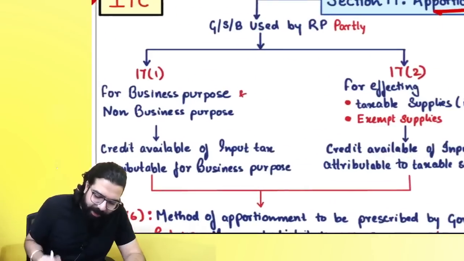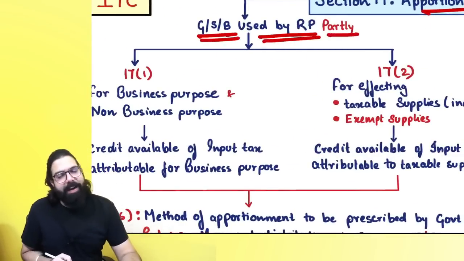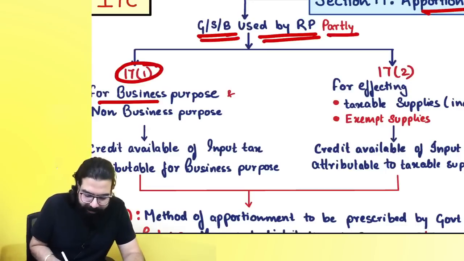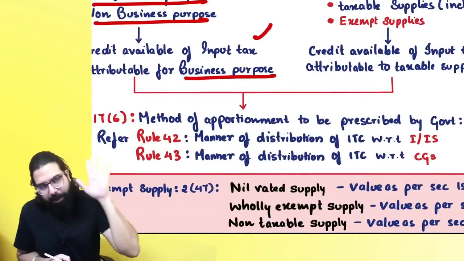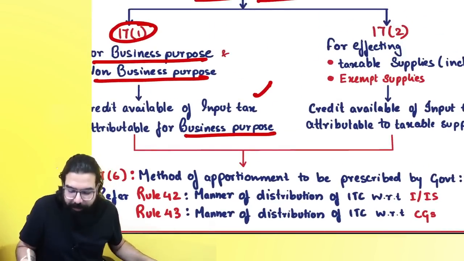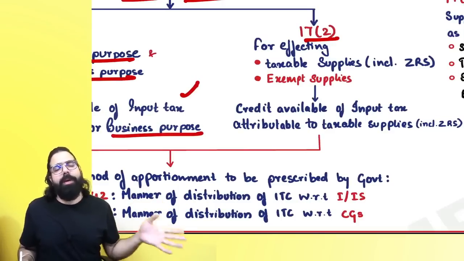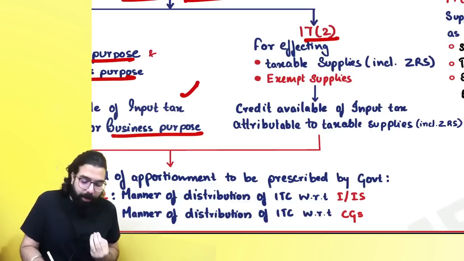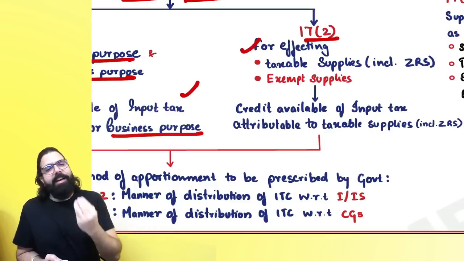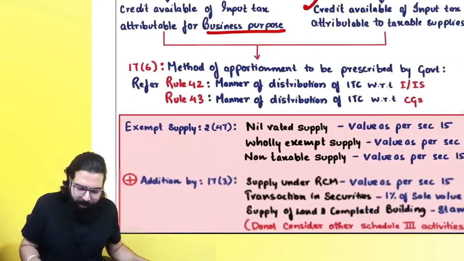Section number 17.1 says whenever goods, services or both are used by a registered person partly for business purpose and partly for non-business purpose, he will get the credit relating to business purpose only. Section 17.2: if you are using inputs, that is goods, services or both, for making taxable supply and exempt supply, you will get the credit relating to taxable supply including zero rated supply. Exempt supply credit you will not get.